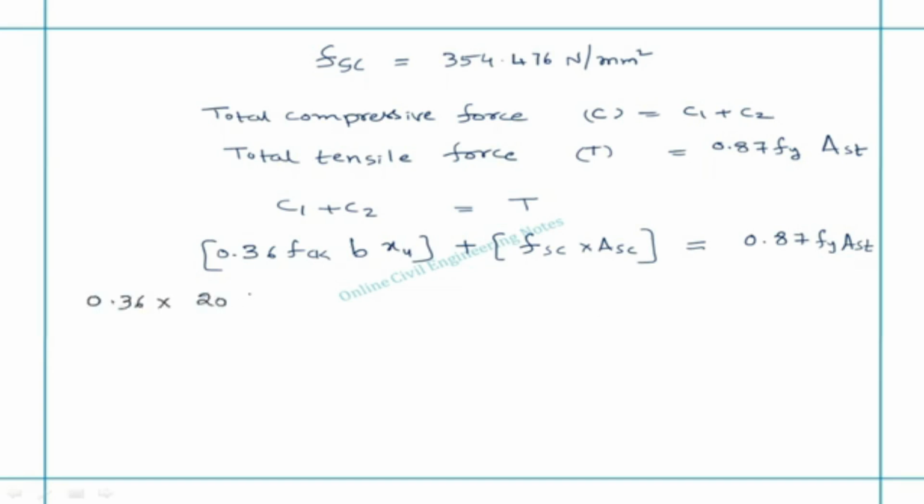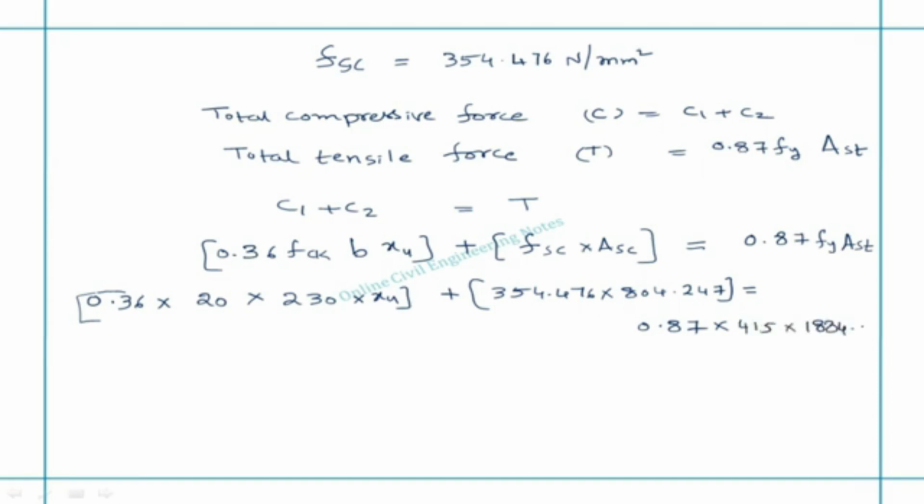0.36 into 20 into B is 230 into XU, plus FSC is 354.476 into ASC is 804.247, is equal to 0.87 into 415 into 1884.955. 1656 times XU plus 285,086.25 is equal to 680563.